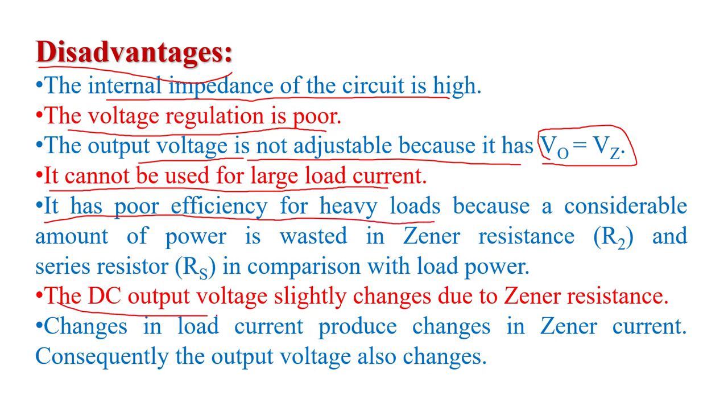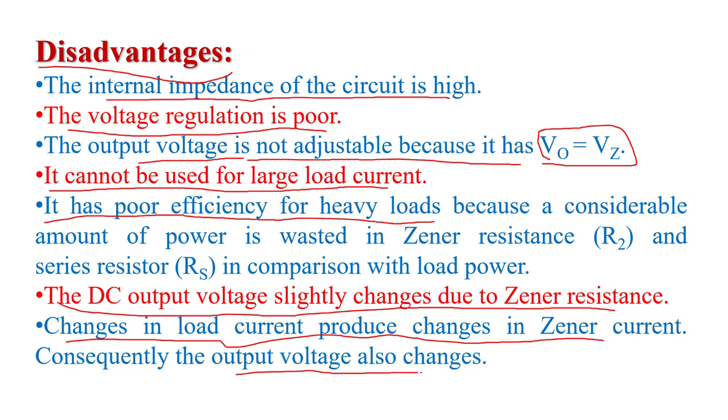Next, the DC output voltage is slightly changed due to Zener resistance, because we know that Zener diode also has an internal resistance that is called Zener resistance. So due to this internal resistance of Zener diode, DC output voltage is slightly changed. Next, change in load current produces change in Zener current. If there is any change in load current, the Zener current also changes. That will change the output voltage. So these are the disadvantages of Zener voltage regulator.